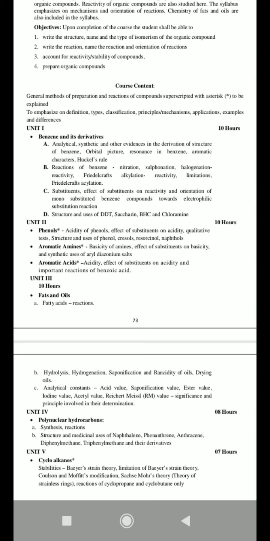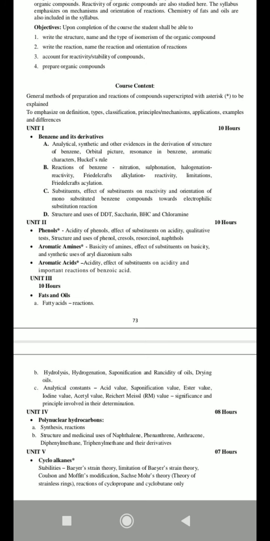Okay. Then reactions of benzene means different reactions like nitration, sulfonation, halogenation, Friedel-Crafts alkylation, reactivity, limitations, Friedel-Crafts acylation. Okay, nitration means which reagent is used for nitration purpose, for sulfonation purpose which reagent is used, which concentration of that reagent is used. Halogenation is the same. Then what is Friedel-Crafts alkylation, what is Friedel-Crafts acylation, what are the limitations of that theory, it will be studied in detail. Okay.